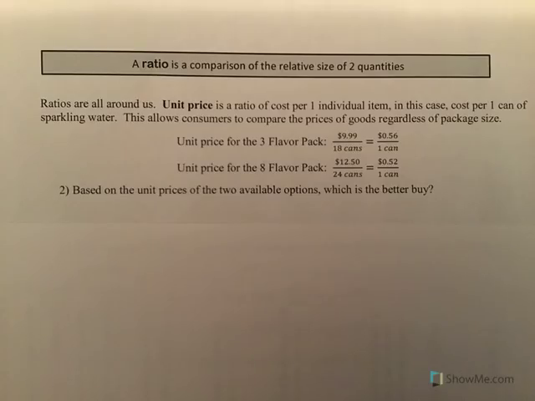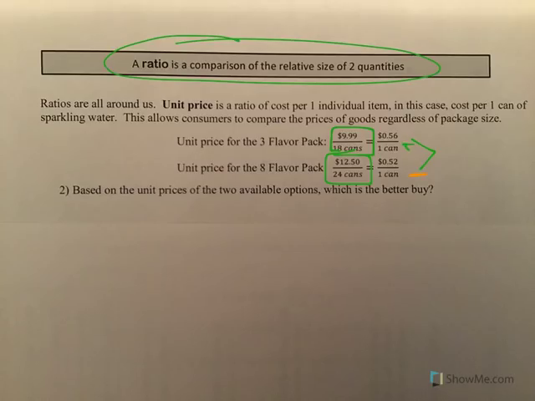So this leads us to what a ratio is, right? A ratio is the comparison of the relative size of two quantities. We're just comparing two different things. So we were comparing dollars to cans, and you can see when they divide, you end up with 56 cents per one can in the top, and then 52 cents per one can in the bottom.